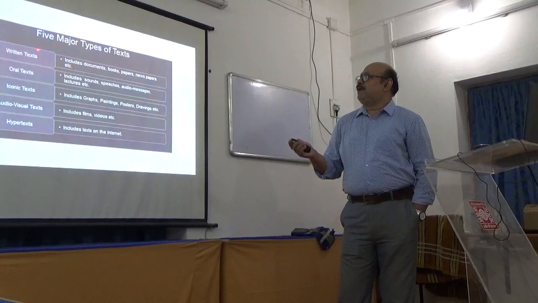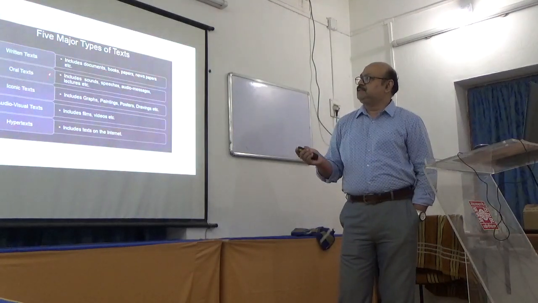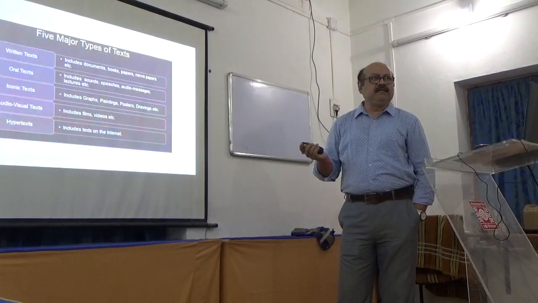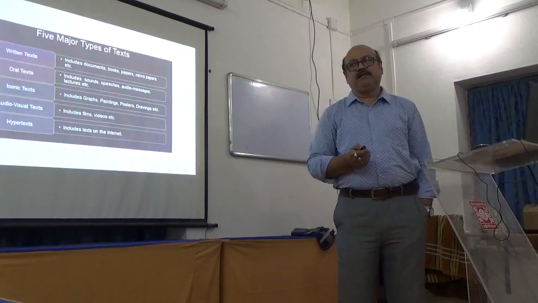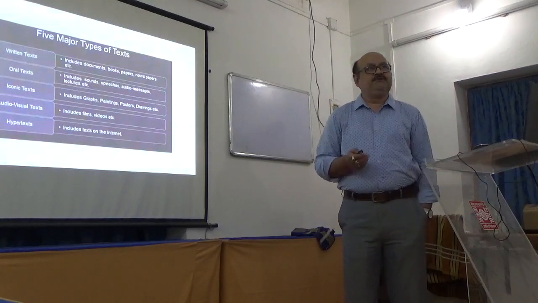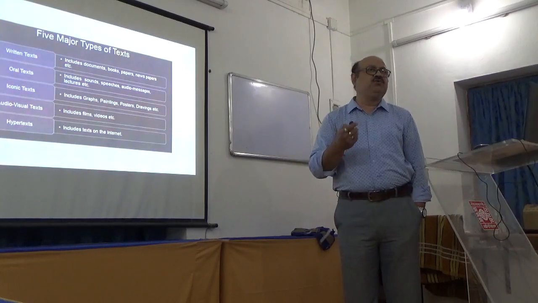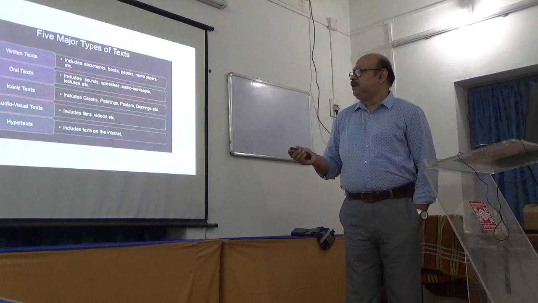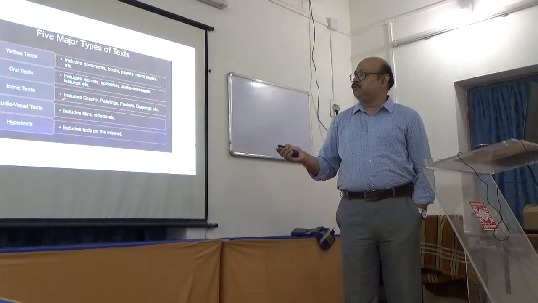So, five major types of texts that are used for content analysis. One is the written text. The written text basically is the raw textual part that we use. Oral text, basically the audio files that we access. The iconic text, basically the logos or symbols that we use, includes the graphs, the paintings, posters, drawings, so all those graphical, still graphical images.